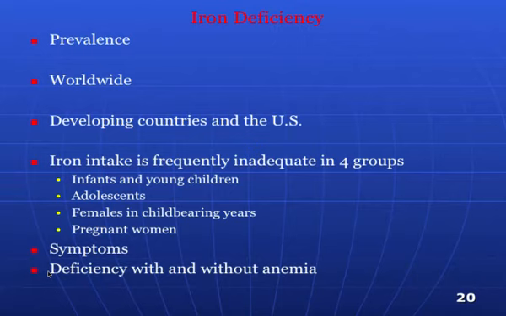Iron intake is frequently inadequate in 4 groups: infants and children. And this is because in those cases, they have high iron demands. So in infants and young children, this is 6 months to 4 years of age, they're more likely to be iron deficient because of the low iron content of milk.